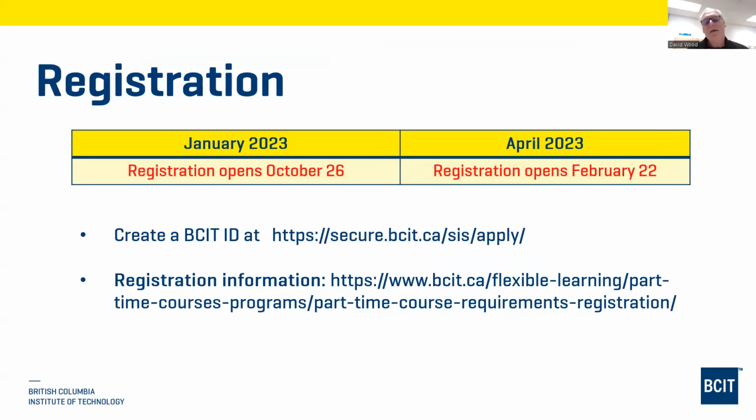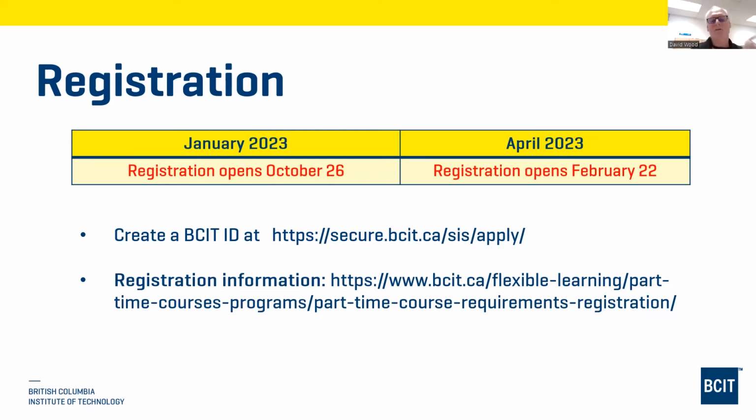As I say, we have 3 terms each year. Our next term starts in January, on the Tuesday after January 1st. Registration opens, it looks like, tomorrow. So anytime between tomorrow and midnight the day before the term starts, you can register.